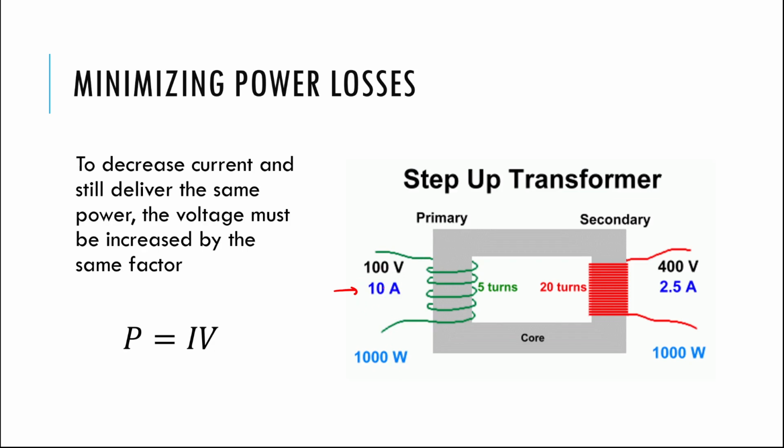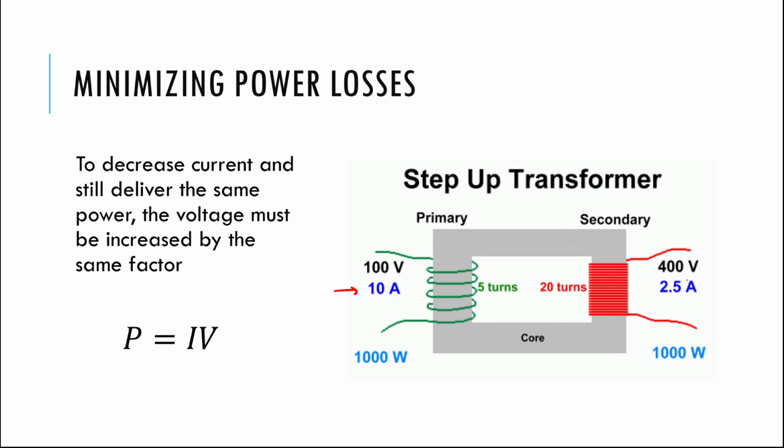Let's say over here at my power plant, I'm making 1,000 watts, 1,000 joules per second. Maybe I have 100 volts and 10 amps. Power equals I times V, so the total power over here is 1,000 watts. Through the magic of a transformer, I can transform that into 400 volts at 2.5 amps. Same total power. Conservation of energy says this is fine. That's a thing that we can do.